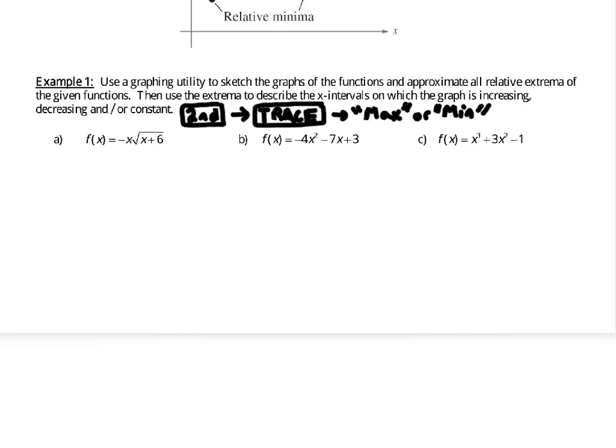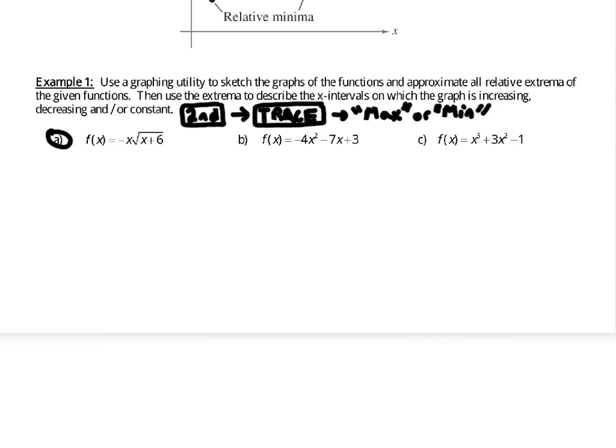So in example 1, we're given a series of functions, and just like before, we're asked to determine the x-intervals on which these graphs are increasing, decreasing, and or constant. However, we do not have the graphs in front of us. We actually have to make the graphs on our own and then determine at which points the graph is changing direction. So I will try example 1a with you first.